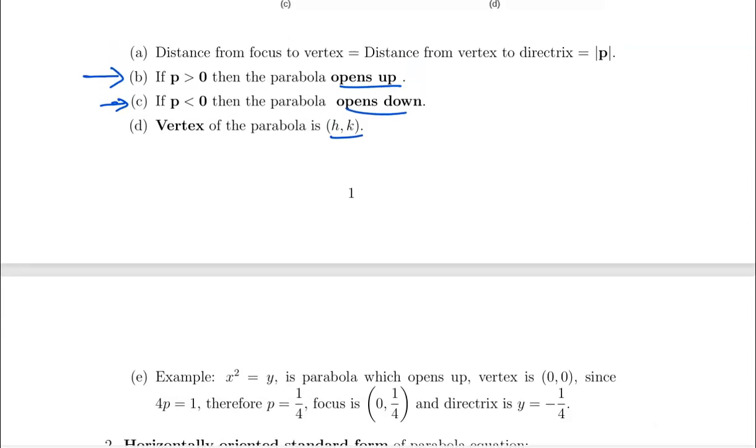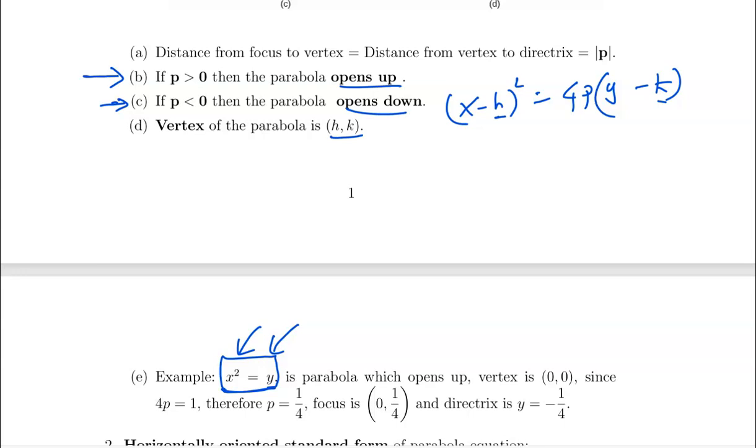Okay, let's look at this one. This is very easy. If you look at this, x squared equals y. Let's compare with this, x minus h squared equals 4p times y minus k. See that? So if you look at this one, h and k, there's nothing there. So you're not shifting x and y in any direction. So your vertex is going to be 0, 0, the origin. Right? H and k are both 0.